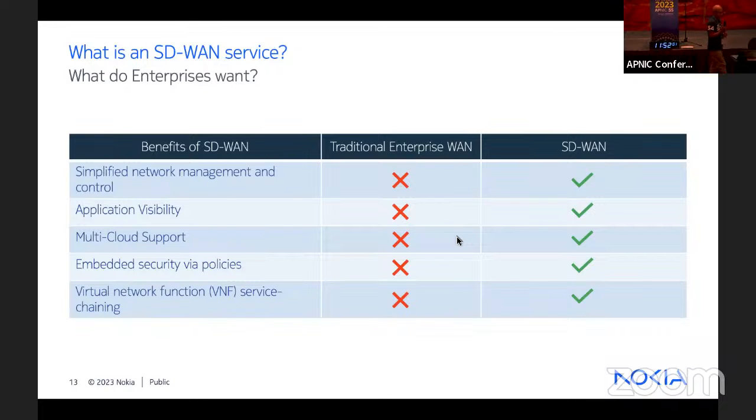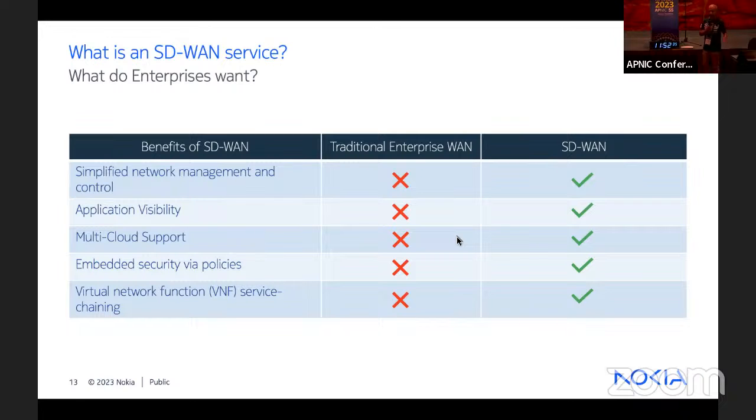You want multi-cloud support, so the ability for enterprises to communicate with any sort of public cloud or private cloud out there. It's important that we have the ability to provide security policies in a very embedded fashion, as an inherent part of the service, so that when we instantiate a service, the security comes with it, right? And you can control what that security policy is. And we want to be able to do things like service chaining.